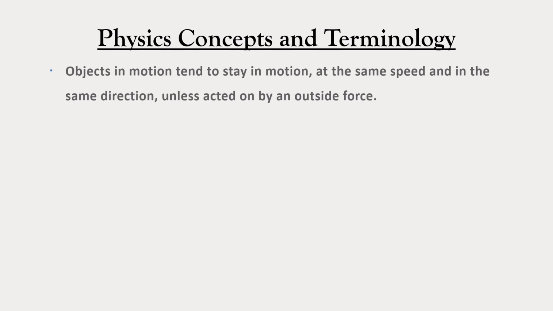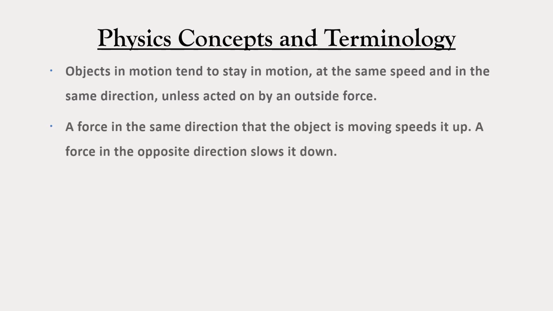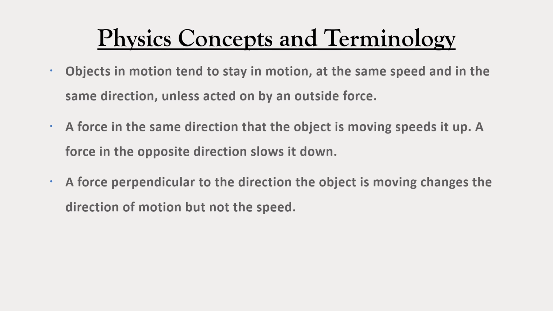So objects in motion tend to stay in motion, and they stay in motion at the same speed and in the same direction unless they are acted on by an outside force. It is those outside forces acting on the glider that we will be talking about a lot in this course. So a force in the same direction that the object's moving speeds it up. A force in the opposite direction slows it down. And a force that's perpendicular to the direction that the object's moving changes the direction that it's moving, but does not change the speed.